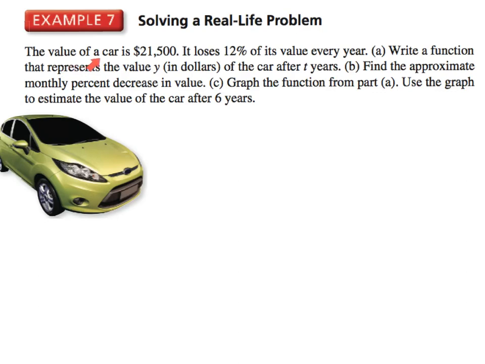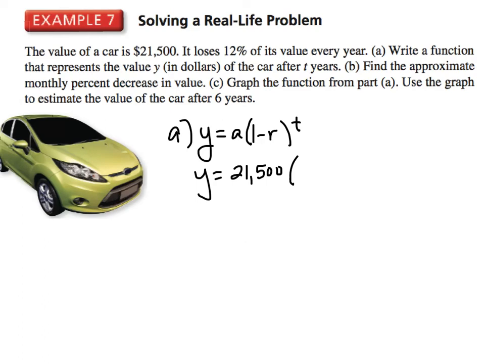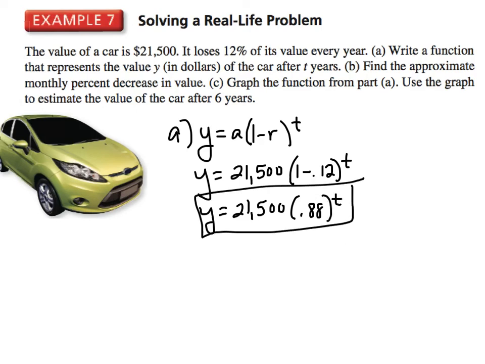All right, our last problem. The value of a car is $21,500. It loses 12% of its value every year. Therefore, it's exponential decay. Write a function that represents the value y in dollars of the car after t years. So let's start there. A. Y equals, now remember, it's going to be y equals a times 1 minus r to the t power. What's the initial amount of the car? $21,500. It loses 12%. So that means it's going to be y equals 21,500 times 0.88 to the t power. Really easy to write that.